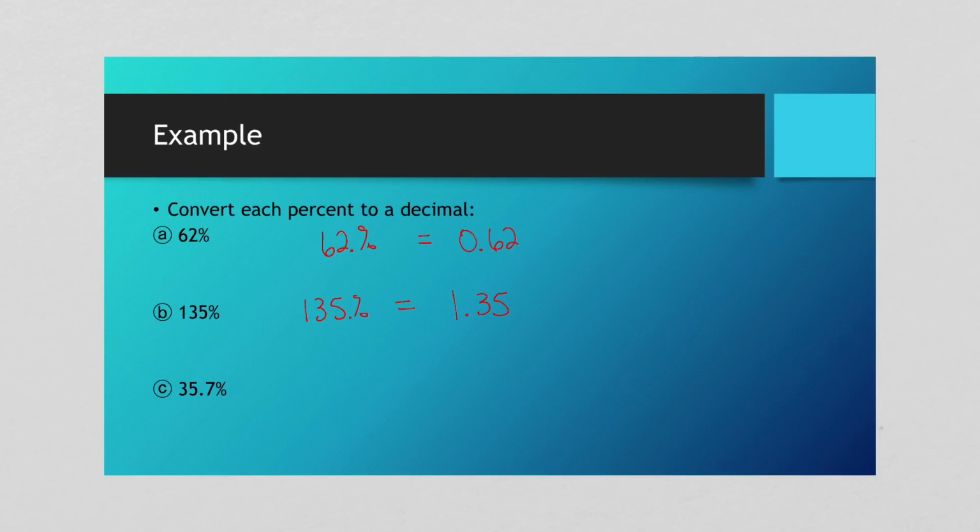35.7%, scoot it to the left 2 places, and I got 0.357 as a decimal. So now if I want to go the other direction, if I want to convert a decimal into a percent, I scoot it to the right 2 places. So this one getting scooted to the right becomes 51%. This becomes 125%. And this becomes 9.3%.